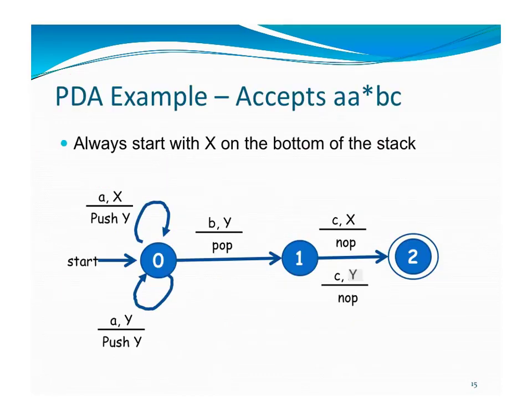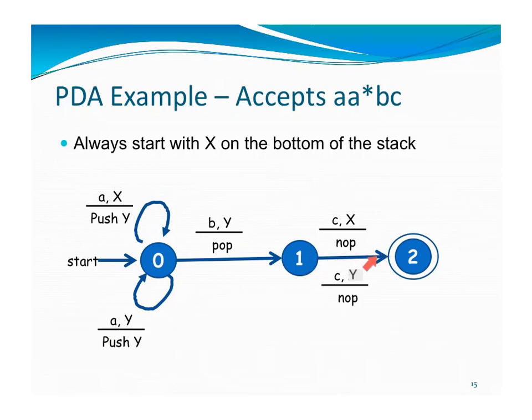So here's a slight variation on that PDA we've been working with for a little while. This one has a couple of extra transitions. In addition to the loop where you see an A up next and you have an X at the top of the stack, there's also another loop on 0 where you see an A and there's a Y at the top of the stack.